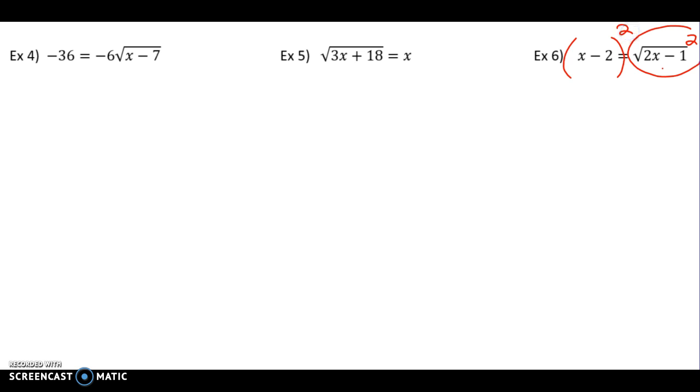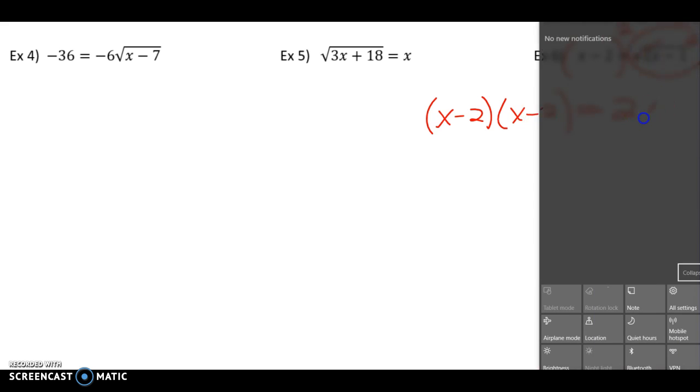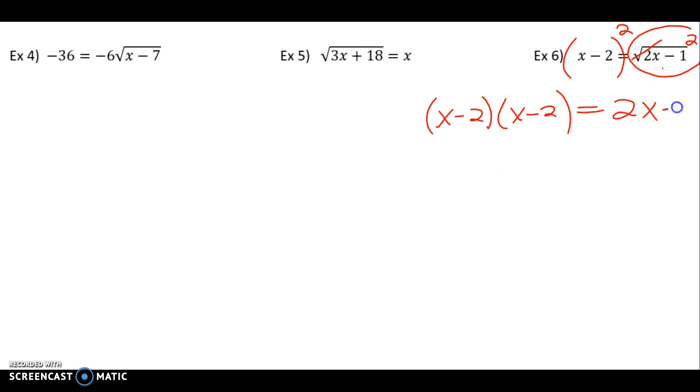Now, what does it mean for x minus 2 to be squared? It needs to be FOILed. Is that what you're thinking? So x minus 2 squared is x minus 2 times x minus 2. And the square root and the square cancel out, so I'm just left with 2x minus 1 on the right. And then from there, you would FOIL this out. You get x squared minus 4x plus 4.